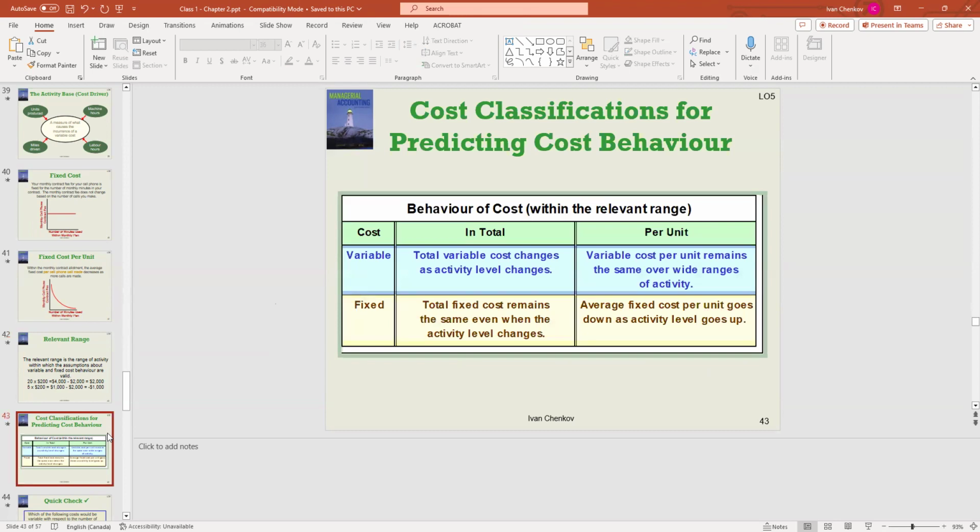So let's make a conclusion on how the costs behave. Variable cost in total is always going to go up. The more you're using, the more you have to pay. The less you're using, the less you have to pay. If you don't use it, you don't pay. But variable cost per unit is always going to remain the same.